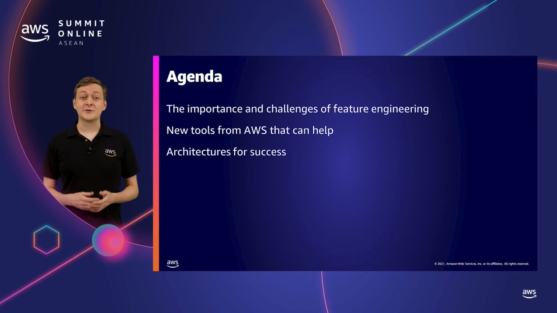Then, we'll discuss the tools available on AWS to help, with demos of two new offerings from re:Invent 2020, AWS Glue DataBrew and Amazon SageMaker Data Wrangler. And finally, we'll mention some best practices for fitting feature engineering into your end-to-end machine learning project management and workflows. So let's dive in.